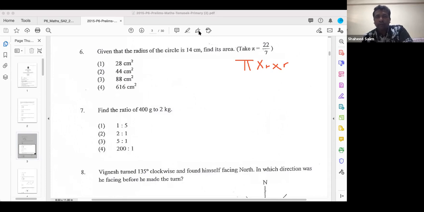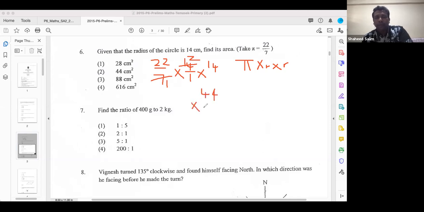Okay, the formula, remember, is 22/7. See the formula given you here, 22/7, then times 14 times 14, because the radius is 14. So what do you get? You divide by 7, you get 2. You divide by 7, you get 1. Okay, 22 times 2, 44. 44 times 14, you get 616.